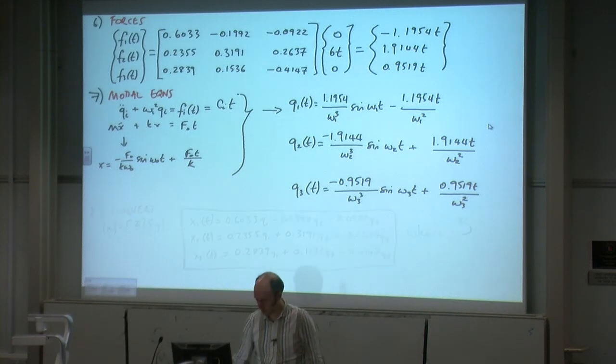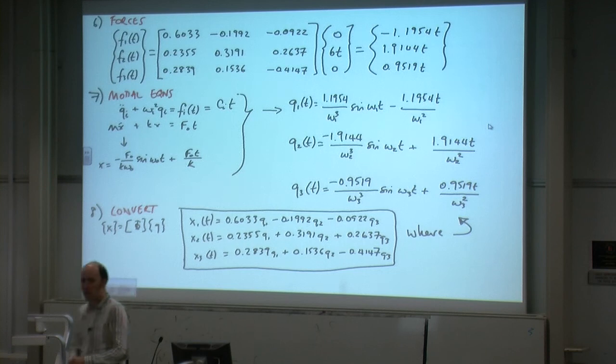That's perfectly fine. So step 8, which is the last step, involves applying this equation. We've got the modal matrix from the previous slide. You apply that to q1, q2, and q3, and you end up with this set of equations which represents the motion of the first mass, the second mass, and the third mass, the displacements of those masses in that system when you apply a force. What happens?